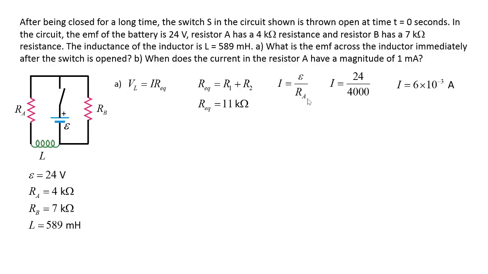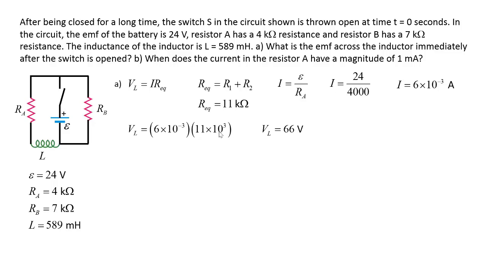Now we can easily calculate the voltage through the inductor as the current 6 times 10 to minus 3 amps multiplied by the equivalent resistance of the two resistors in series, which is 11 kilo ohms. So we write it as 11 times 10 to the third ohms. And we get that the voltage provided by the inductor is 66 volts. I would like you to realize that we have obtained the voltage that the inductor provides that is bigger than the EMF provided by the battery.